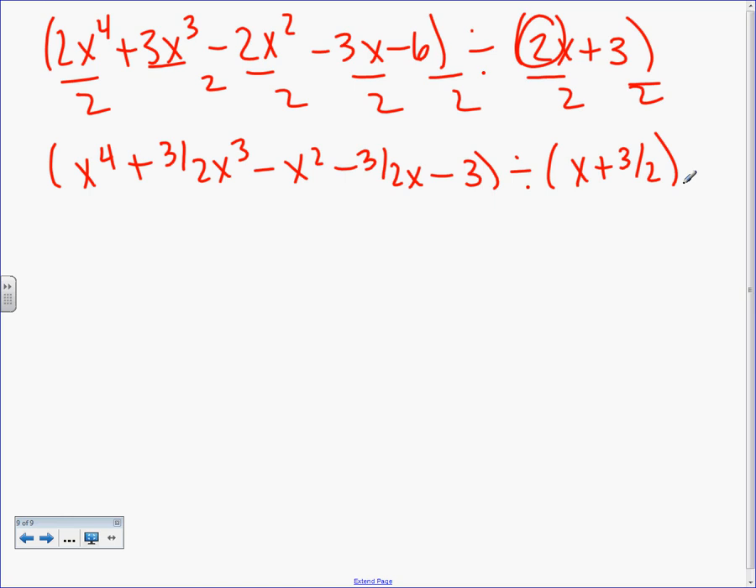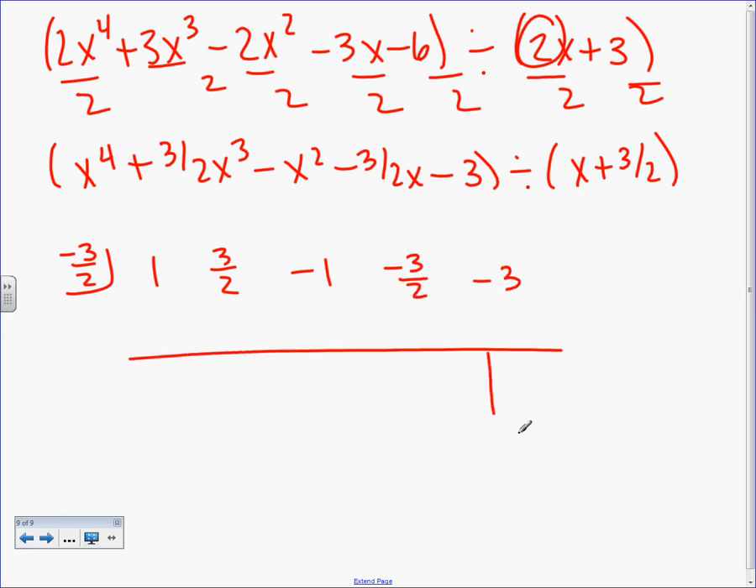What goes in the box? Negative 3 over 2. That goes 4, 3, 2, 1 constant. So I don't need any zeros, right? What goes behind it? 1, 3 over 2, negative 1, negative 3 over 2, negative 3. Very good. Everybody with me? Drop the first number, whatever it is. It's not always a 1, but today in my notes it is, okay?